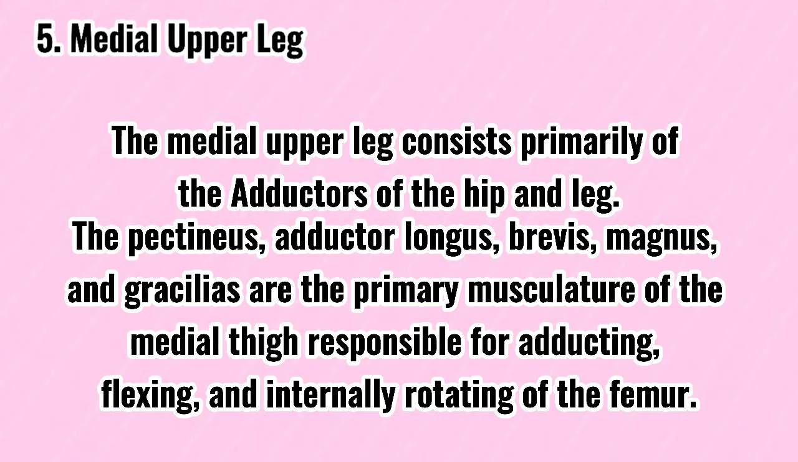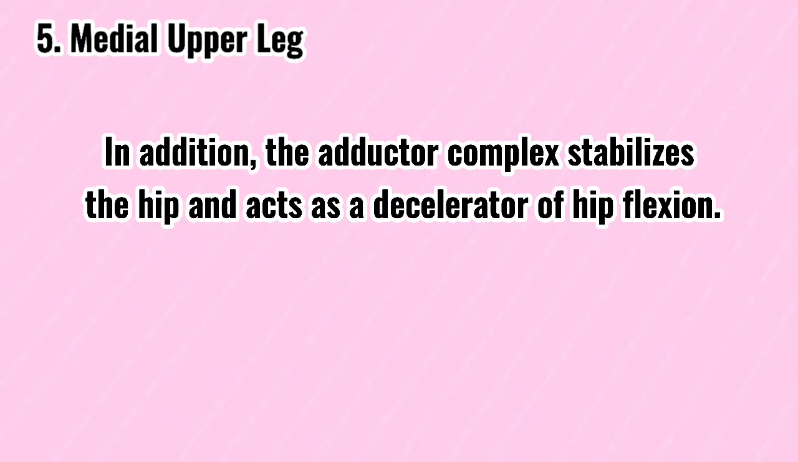Medial upper leg. The medial upper leg consists primarily of the adductors of the hip and leg. The pectineus, adductor longus, brevis, magnus, and gracilis are the primary musculature of the medial thigh responsible for adducting, flexing, and internally rotating of the femur. In addition, the adductor complex stabilizes the hip and acts as a decelerator of the hip flexion.